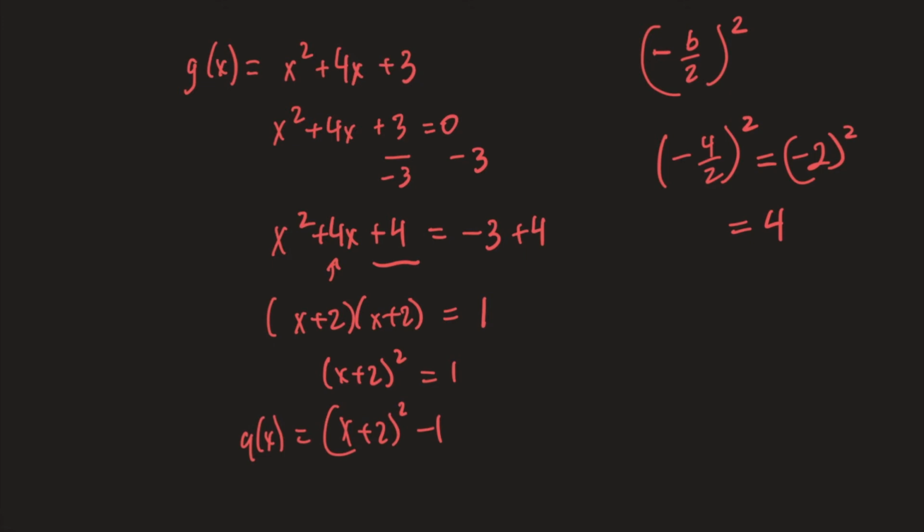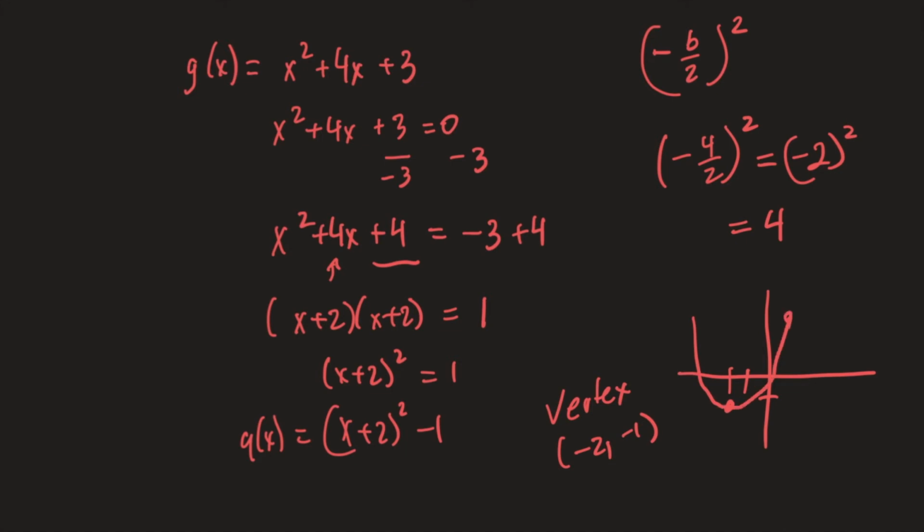From this form, you can see that the vertex is at -2, -1. The axis of symmetry will be -2. There is no change in width of the function. Therefore, the graph will look something like this: -2, -1 is my vertex, and it's a regular U opened up like this.